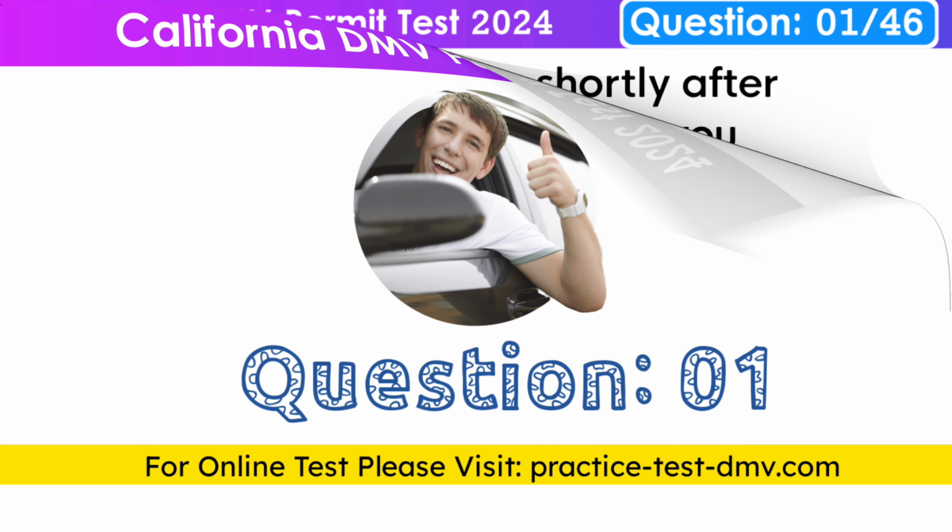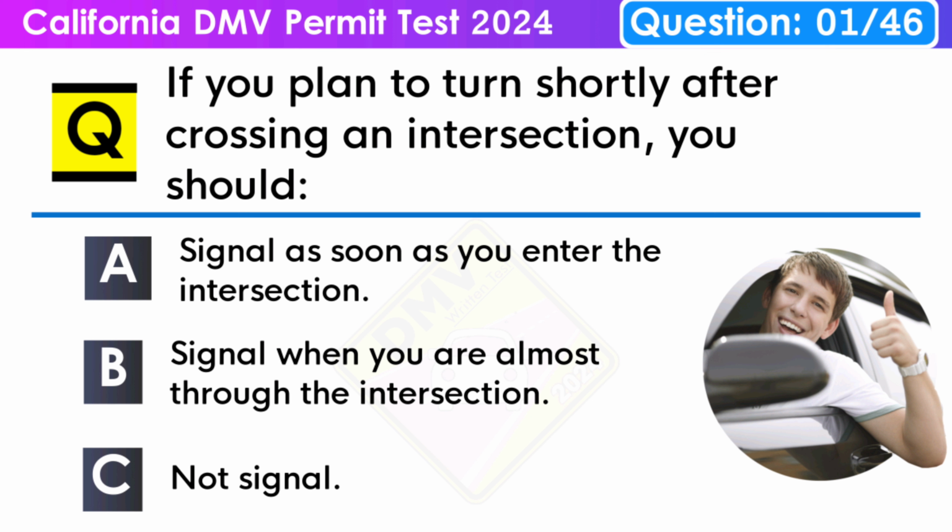Question 1. If you plan to turn shortly after crossing an intersection, you should: A. Signal as soon as you enter the intersection. B. Signal when you are almost through the intersection. C. No signal. Correct answer, B. Signal when you are almost through the intersection. This indicates your intention to turn to other drivers who may be entering the intersection behind you.